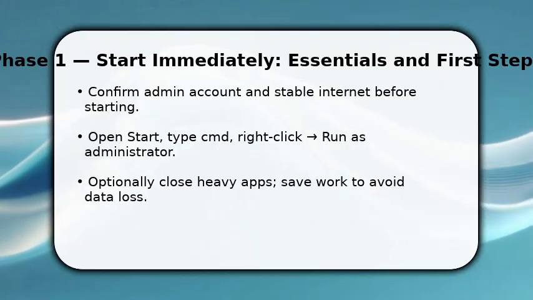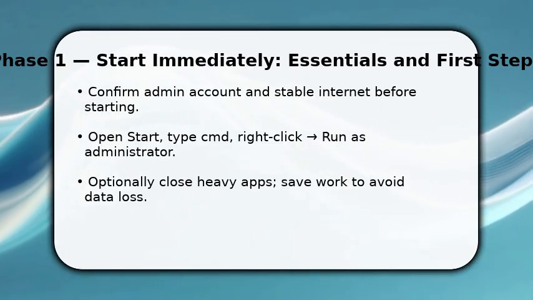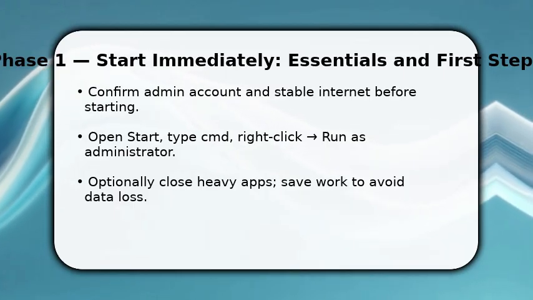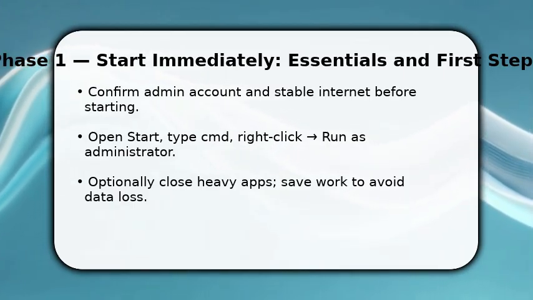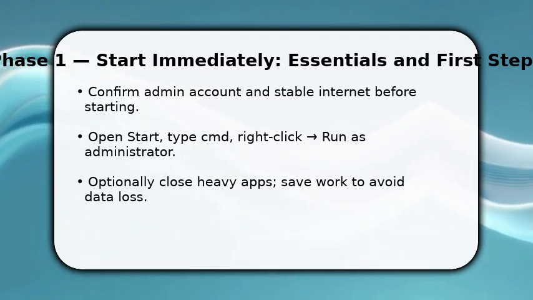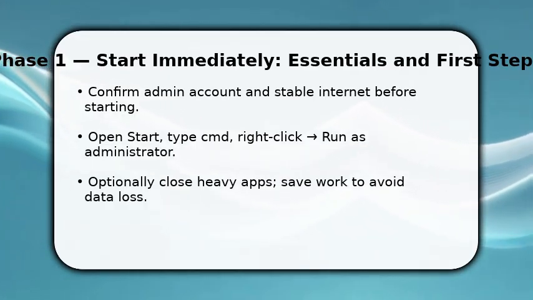You start by preparing the machine and opening an elevated command prompt. This gives you the permissions Windows Update needs. Once done, verify you're on an administrator account and that the network is stable, because downloads can pause on flaky connections. Now, open Start, type CMD, right-click and choose Run as administrator. That launches the elevated console.